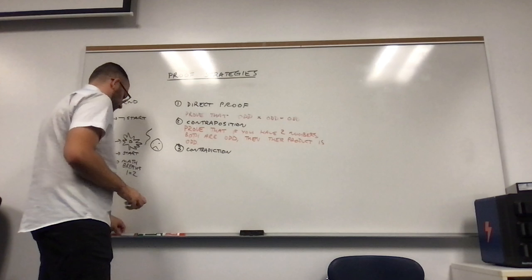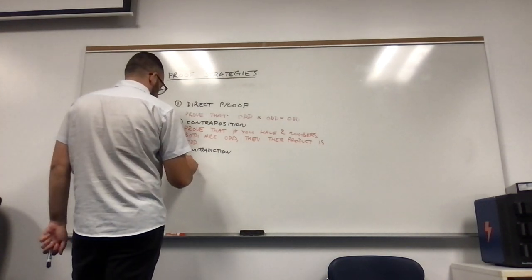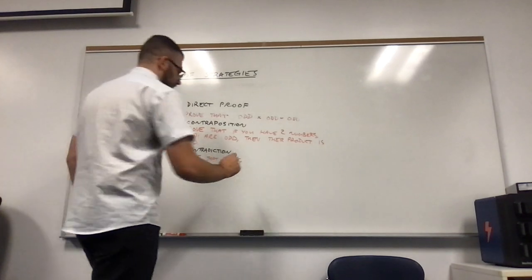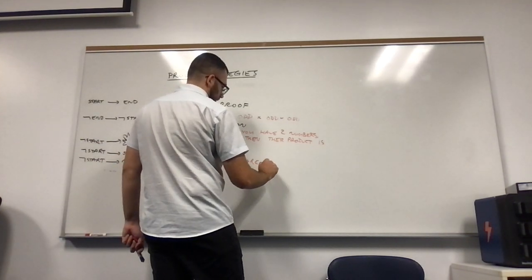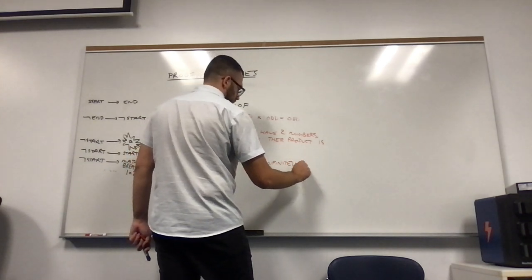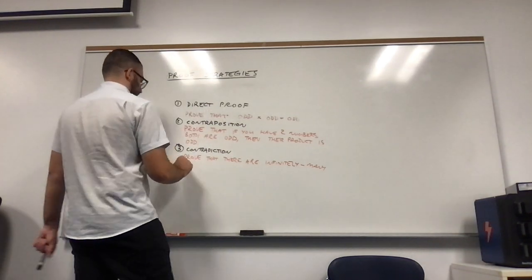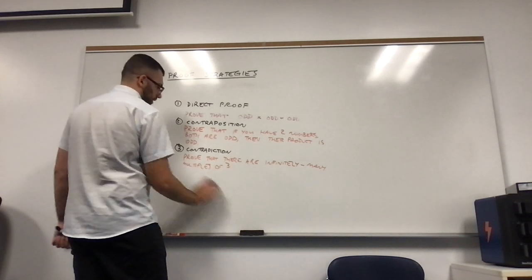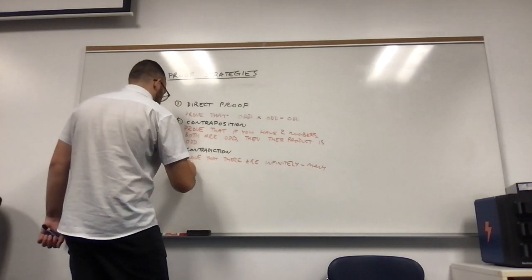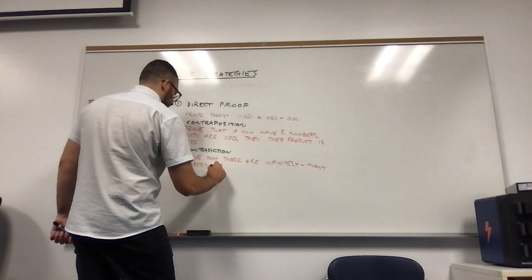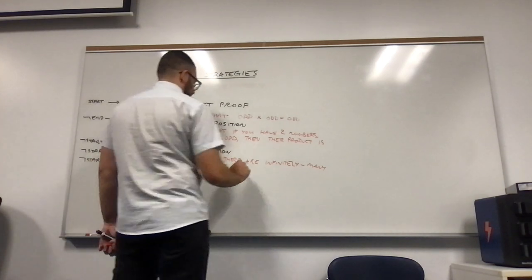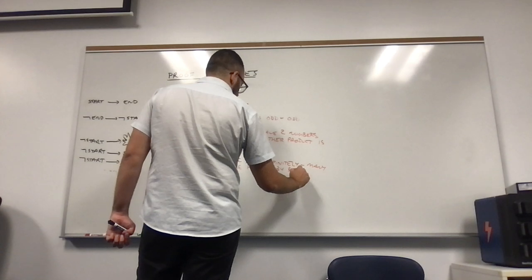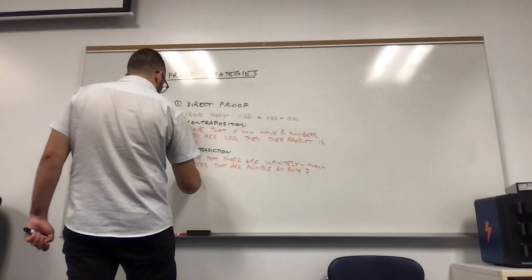So an example of this is, prove that there are infinitely many numbers that are divisible by both 7 and 13.